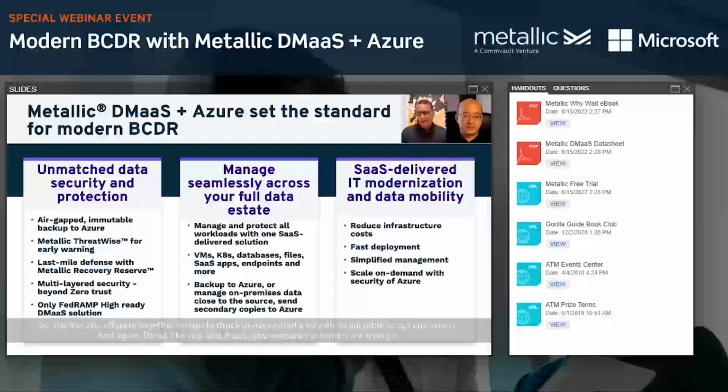So the Metallic offering together on this bedrock of Azure, that's why it's so valuable to our customers. And again, David, like you said, that's why so many customers are trying it. It's a pretty low barrier to entry. Let's try it and see if it works.